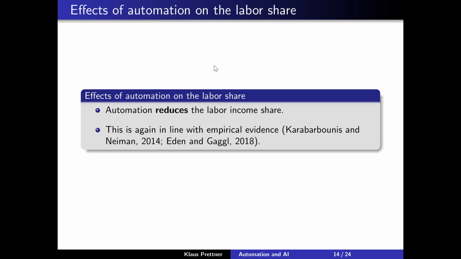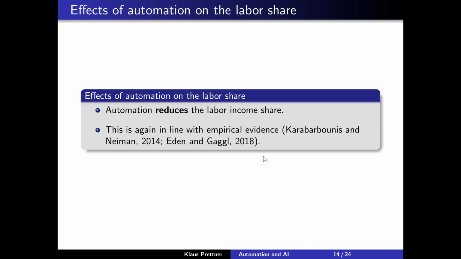So to summarize this, automation in such a setting would reduce the labor income share, and this is again in line with empirical evidence, for example by Karabarbounis and Neiman, or by Eden and Gaggl, who show that automation indeed empirically reduces the labor income share.